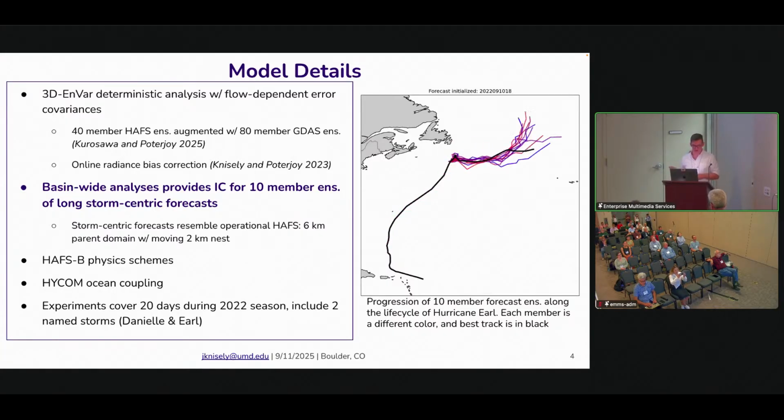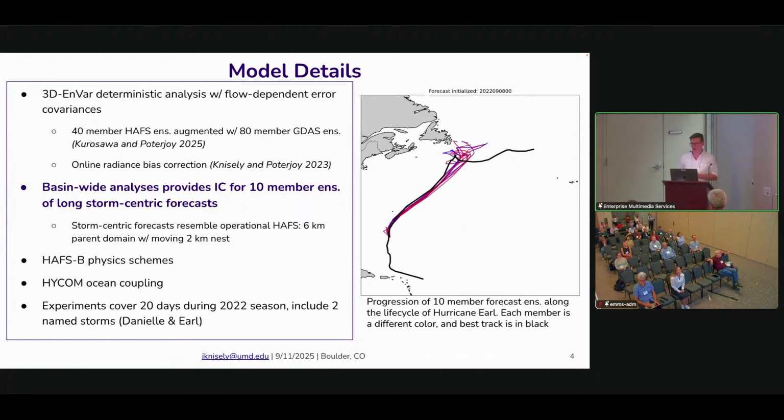And as I said earlier, we have this basin-wide analysis, and it provides the initial conditions for these 10-member long storm-centric forecasts, which you can see off to the right, the progression of this 10-member forecast ensemble over the life cycle of Earl. We're using the HAVS-B physics scheme. Now this is a slightly older version of HAVS. This is HAVS V1.